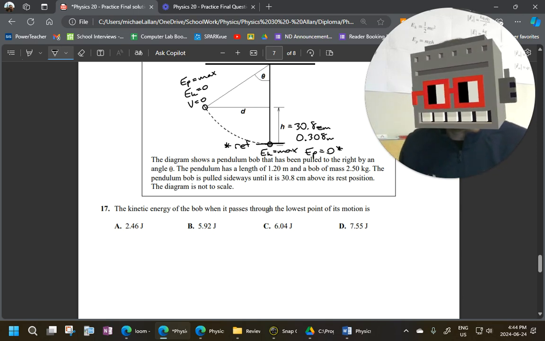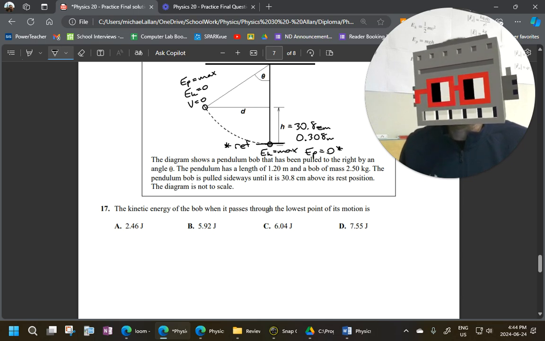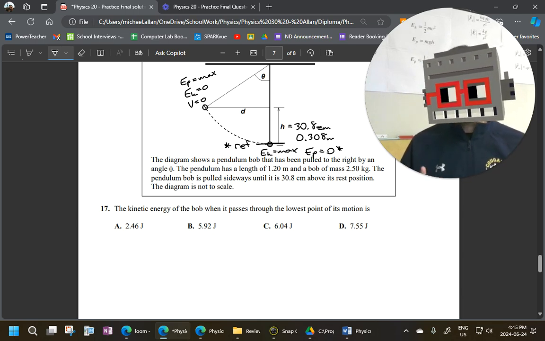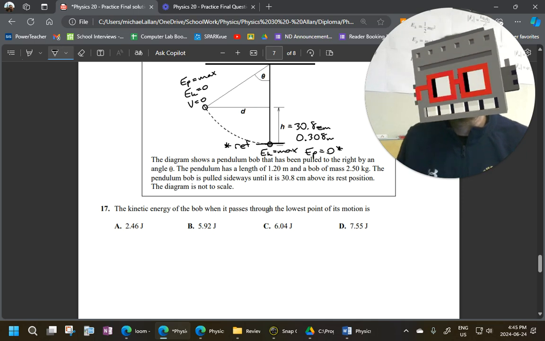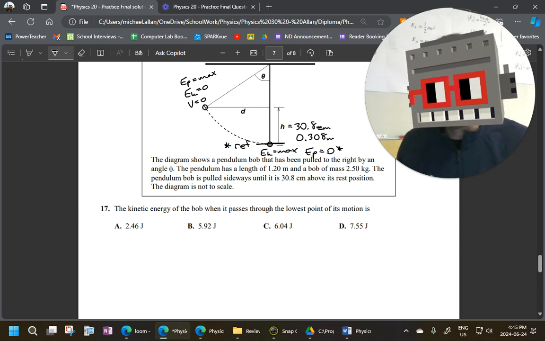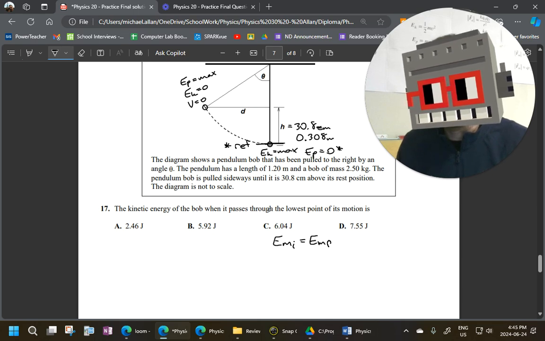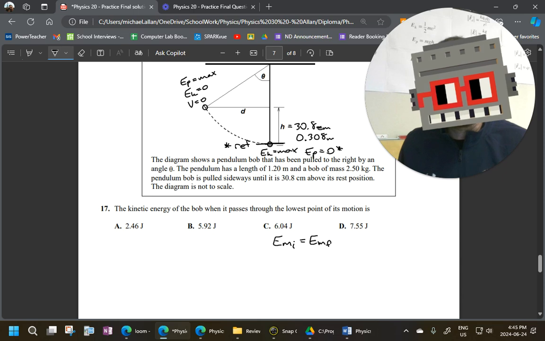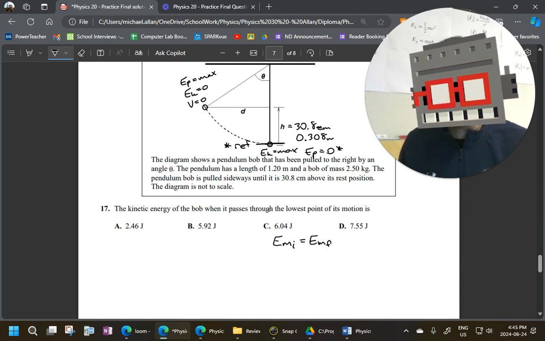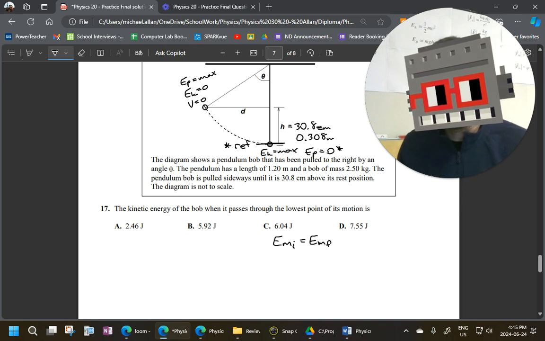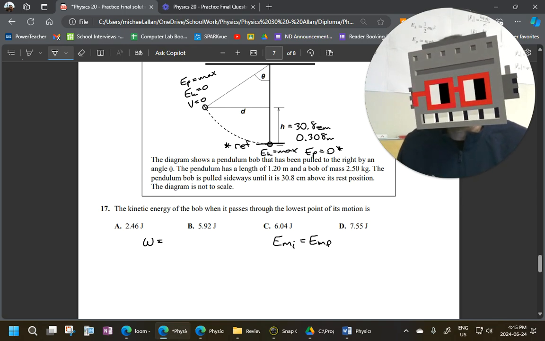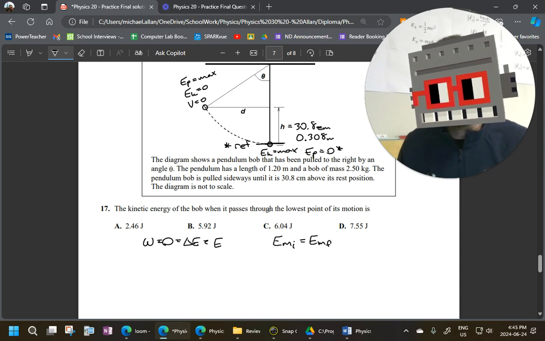So I could just use conservation of energy, right? I could say that because all we have here is gravity, that work is equal to 0, or I could just say the mechanical energy that I start off with is going to be equal to my mechanical energy that I end up with, right? The reason behind that is I can say that there's only gravity, so work is equal to 0. Remember, work is change of energy. That's equal to my final minus my initial.